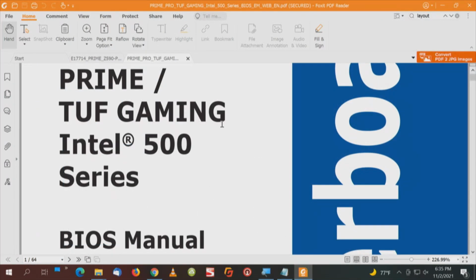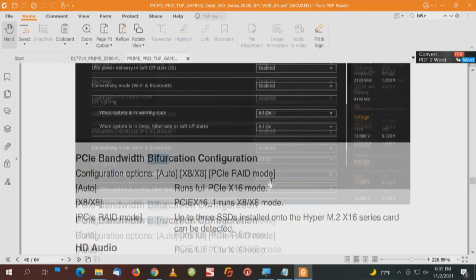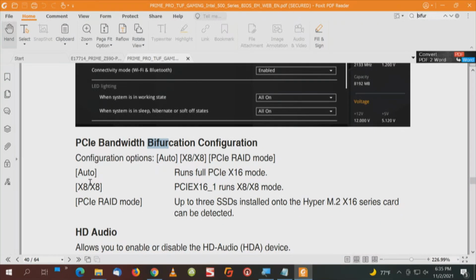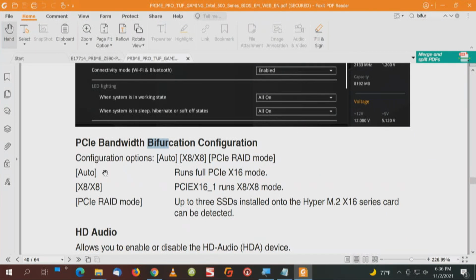of the manual. Now this BIOS manual is specific to ASUS for their Prime and TUF Intel 500 series motherboards. So we're going to do a search on the word bifurcation, and right here on page 40, show you what that looks like in the manual. Here's what we need to know. For that slot we were looking at, which is this slot right here, that's the only slot that can be bifurcated. Okay. Configuration options: Auto runs at a full PCI Express x16, x8/x8, or PCI RAID mode.